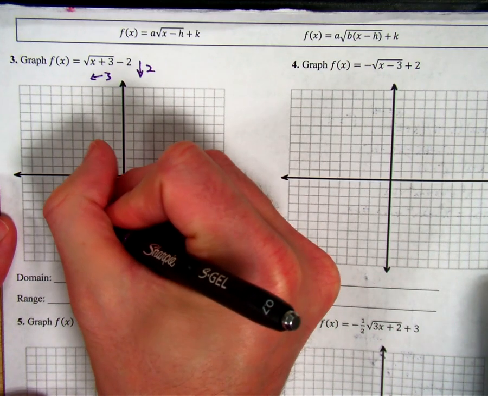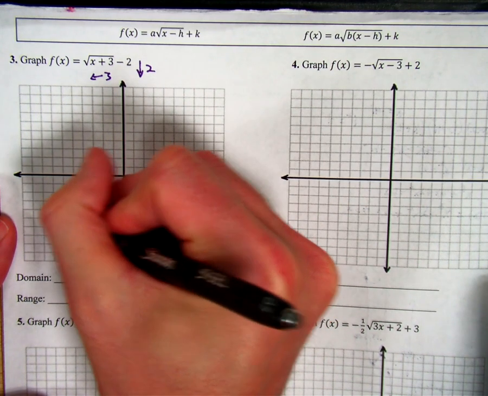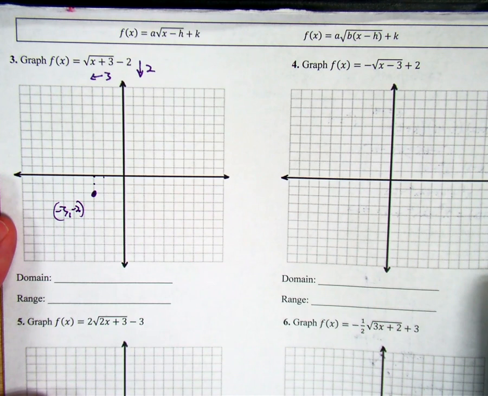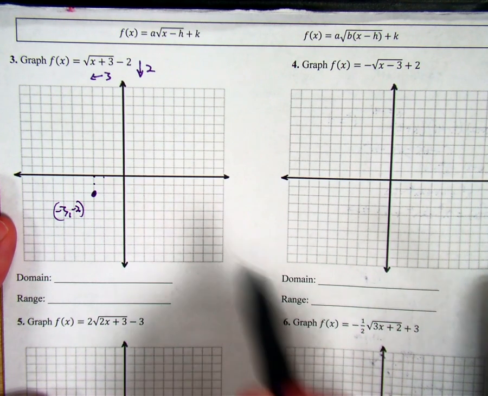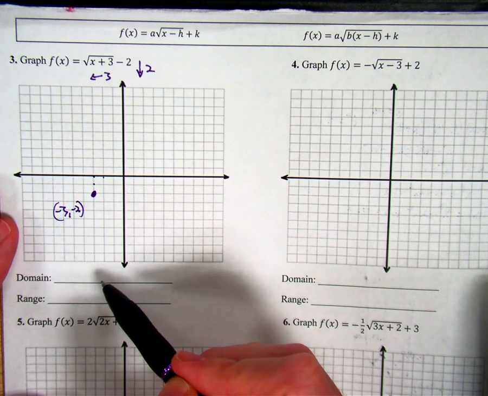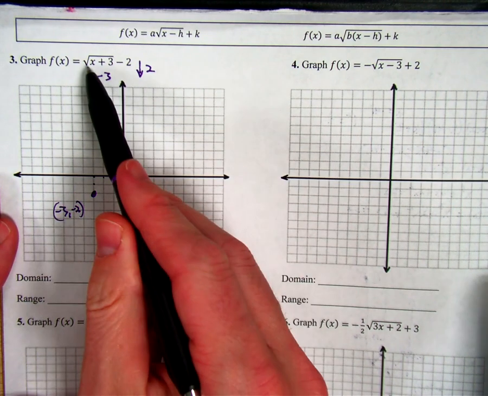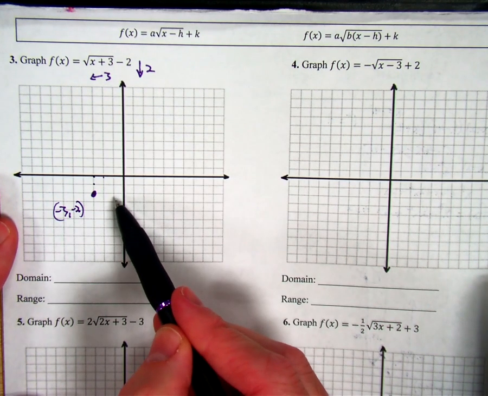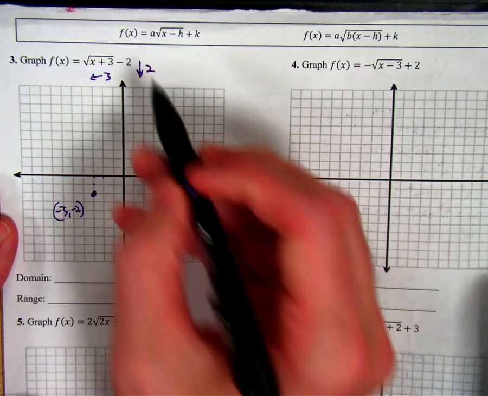And I'm going to label this one, because usually we don't label perfect points, but I'm going to label this one because it's very closely related to our domain and range. Okay? And then with no multiplier on the inside, you should be able to do this with your brain. It's a square root function.